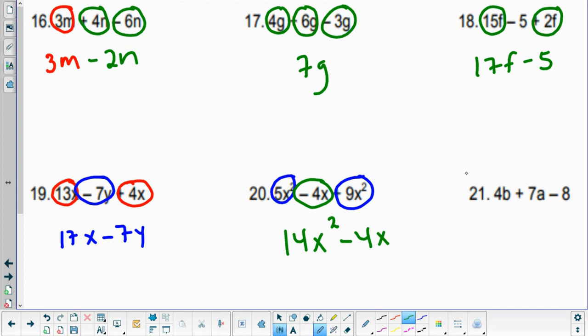Okay. Now this one, if you notice, we have a B, we have an A, and we have a constant. They are not like terms, so they cannot be combined together. But what we can do is put them in order according to the variables. So remember, alphabetical order, the 7A would go in the front, then our positive 4B, and then last would be our constant. So we can just rearrange that one.